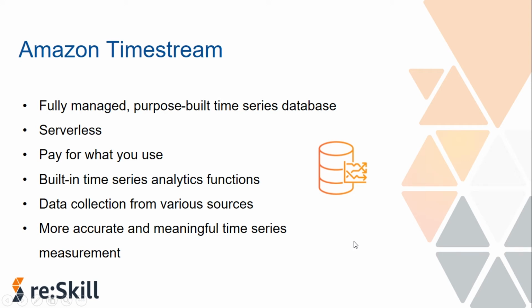So for working on a time series database, we have Amazon Timestream on AWS. Let's understand a few important things about it. First of all, Amazon Timestream is a fast, scalable, fully managed, purpose-built time series database that makes it easy for you to store and analyze trillions of time series data points per day. Fully managed in the sense that your responsibility is reduced.